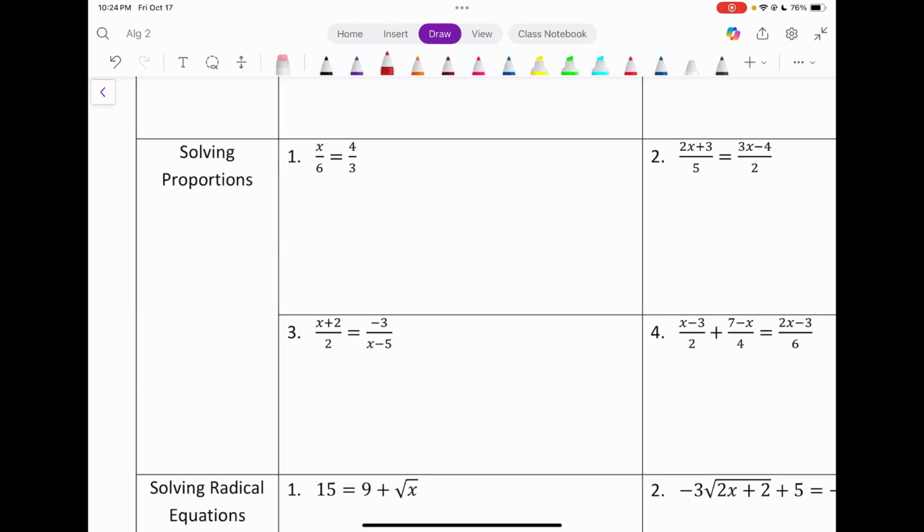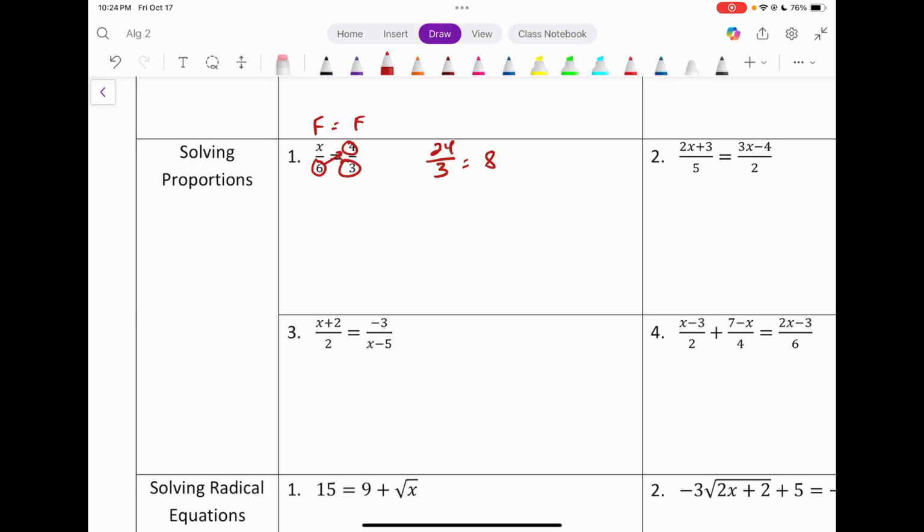Okay, solving proportions. First off, a proportion is a fraction that's equal to a fraction. That's as simple as that. Some proportions have shortcuts, and we've already seen this when we did the law of sines. The shortcut is taking the two numbers that are diagonal, multiplying them together, and simply dividing by the other number. My final answer here is 8.